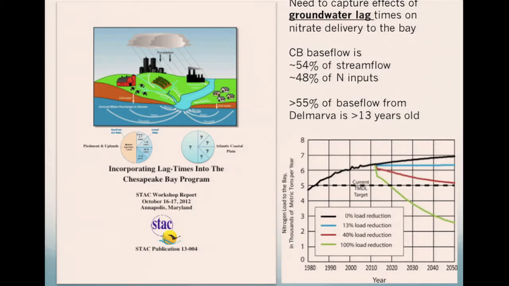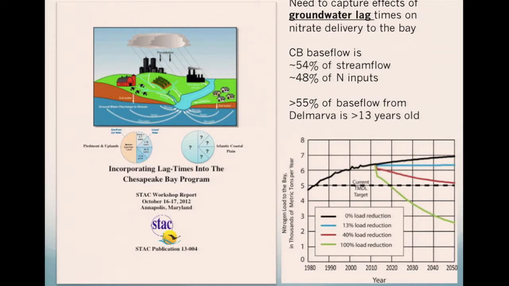And much of that water is very, very old. Half the water in the Delmarva Peninsula, for instance, is more than 13 years old by the time it reaches the bay. So that has enormous implications for our ability to think about the effect of a particular management action on the future inputs into the bay. If we take some action now, it may be decades before we see a significant reduction in the amount of nitrate reaching the bay. So a question is, how do we incorporate that?